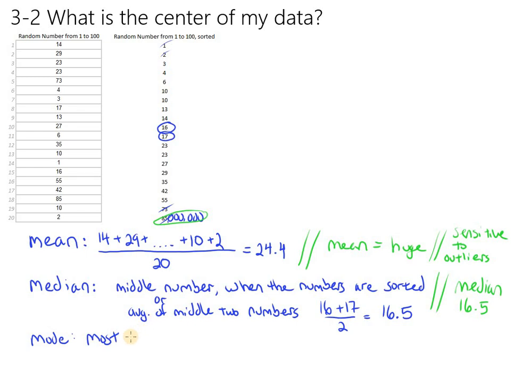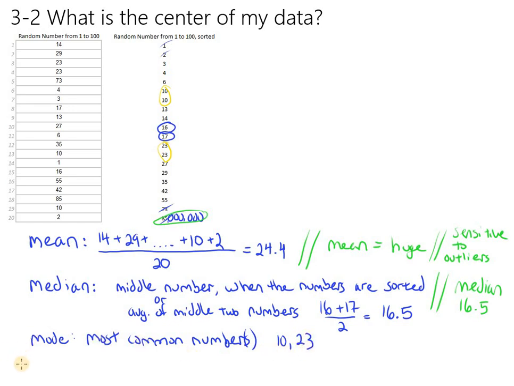The mode is the one that occurs most often. So it's the most common number or numbers. For our particular list, looking through that, I can see that 10 shows up twice. Let's do this in a different color. 10 shows up twice, and 23 also shows up twice. No other number shows up more than once. So we have two modes here. This is bimodal data if you want to get fancy about it. So our modes are 10 and 23.